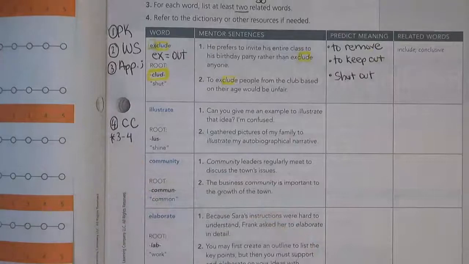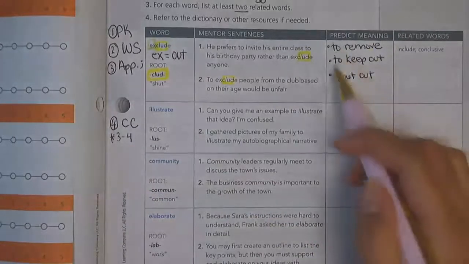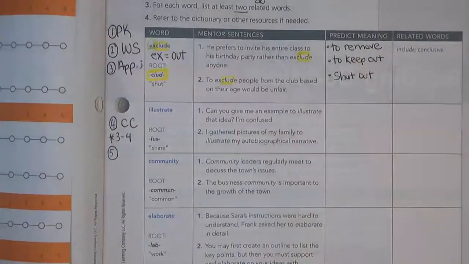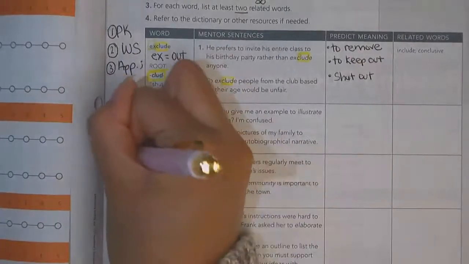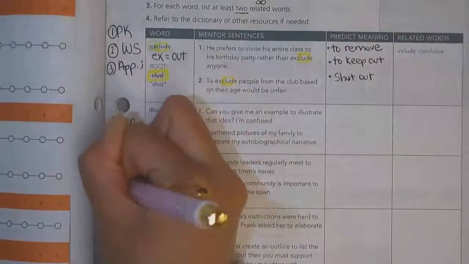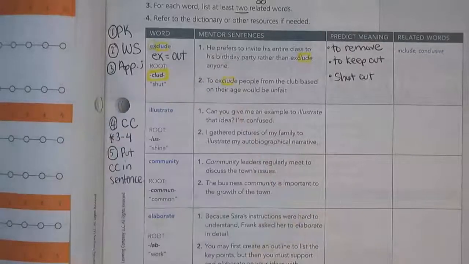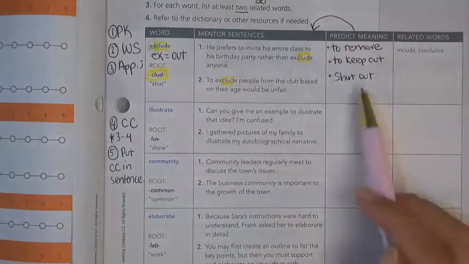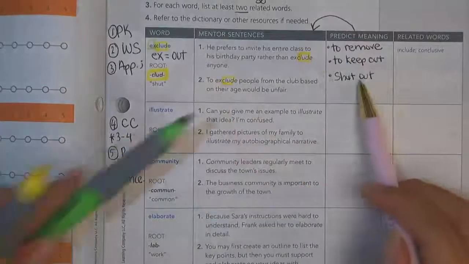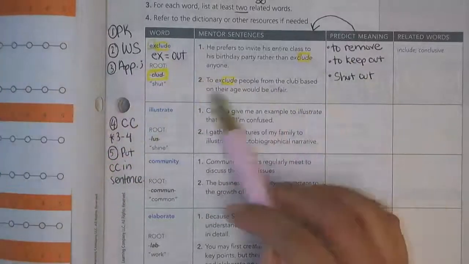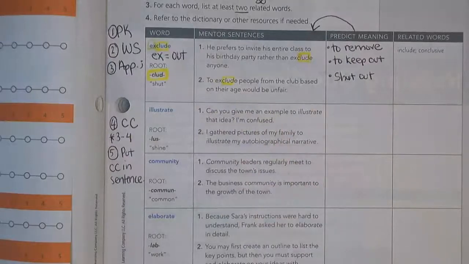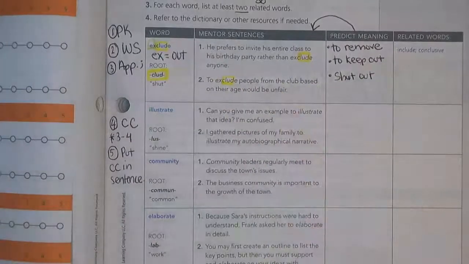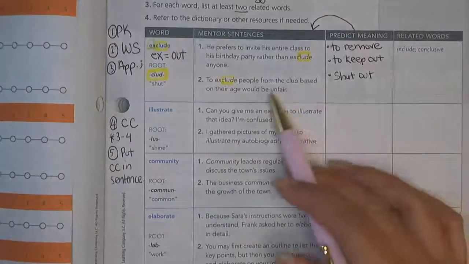Okay, so we've got our context clues. We've got a couple here. We have 3, so that's good. Step 5 is put them back in the sentence. I kind of did that already. I'm going to take these words and put them back into our sentence. So let's try it like this: to shut out people from the club based on their age would be unfair. Sentence makes sense. How about this one? To keep out people from the club based on their age would be unfair. That one also makes sense. Okay, so step 5 is good.